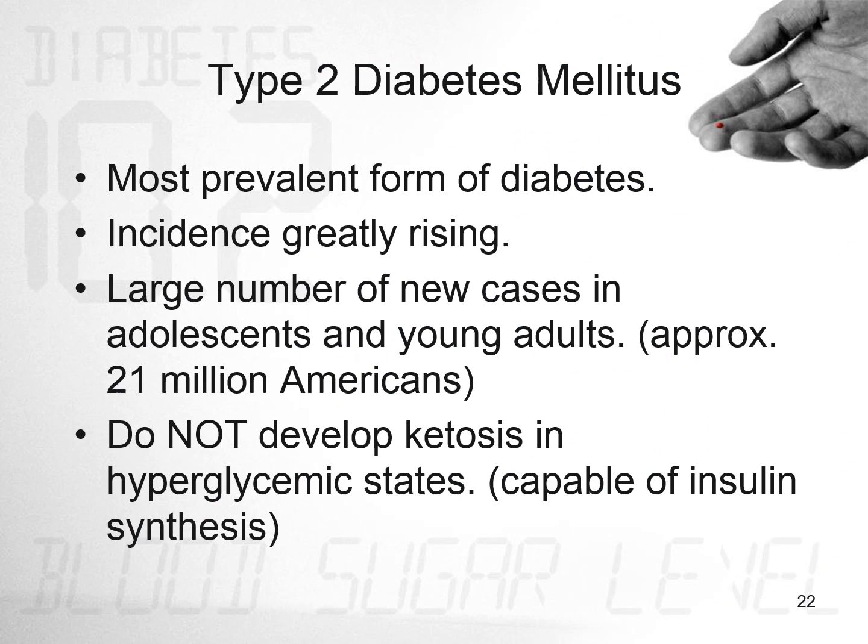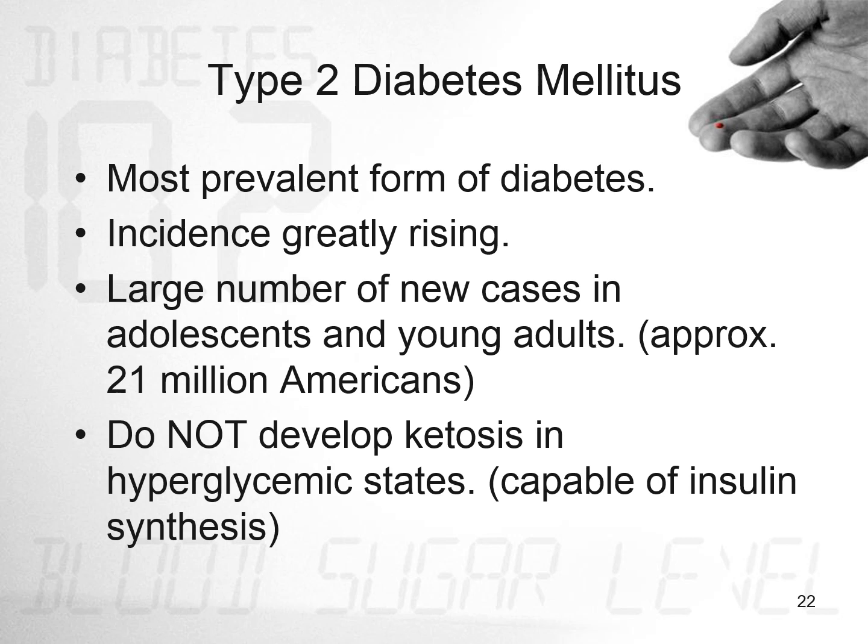So let's move on to type 2 diabetes. This is our most prevalent form of diabetes. Remember, about 90% of our diabetic patients actually are type 2. The incidence is greatly rising. There's a large number of new cases in adolescents and young adults even, approximately 21 million Americans.